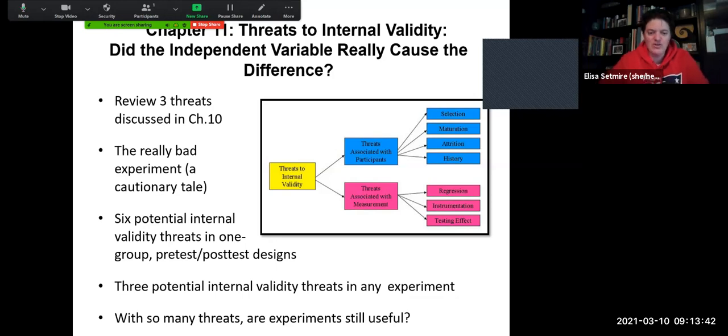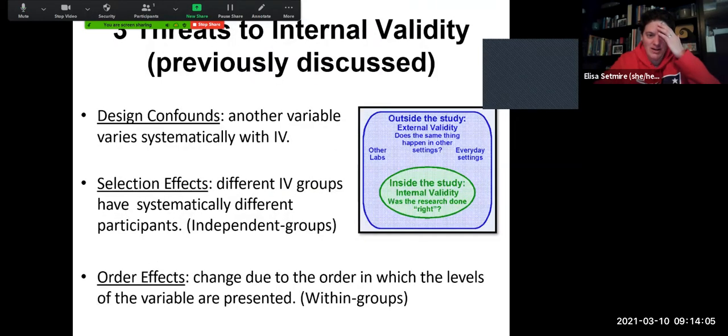6 potential internal validity threats in one group or pretest post-test designs, 3 potential internal validity threats that we can find in any experiment, and then finally kind of wrap up with if there are so many threats and so many potential issues with an experiment, are they still really all that useful? So those are some of the things that we will look at in this chapter.